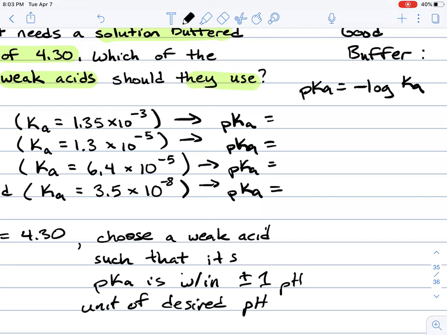So for the first one, it's going to be the negative log of 1.35 times 10 to the negative 3. And that's going to give me a pKa value of 2.870. I already rounded to the correct number of significant figures. And so I'm going to go ahead and take the next Ka value and take the negative log of it, negative log of 1.3 times 10 to the negative 5. And so I'm going to get 4.886.